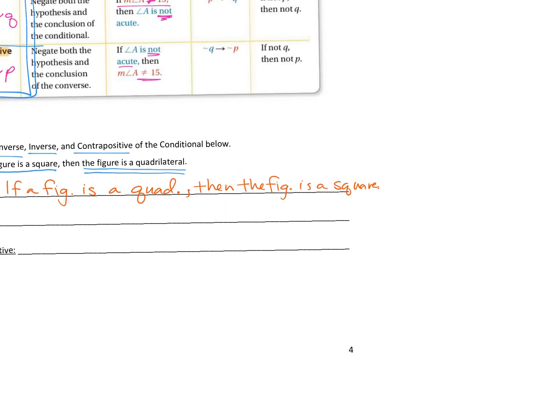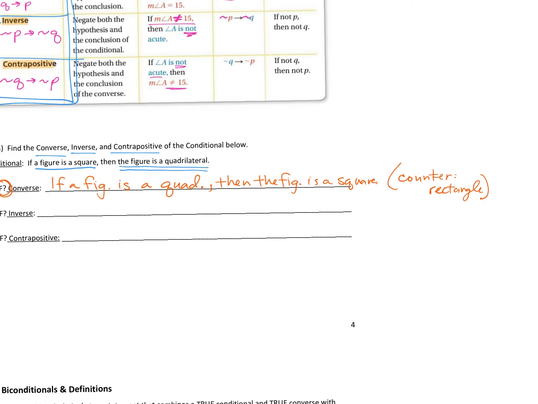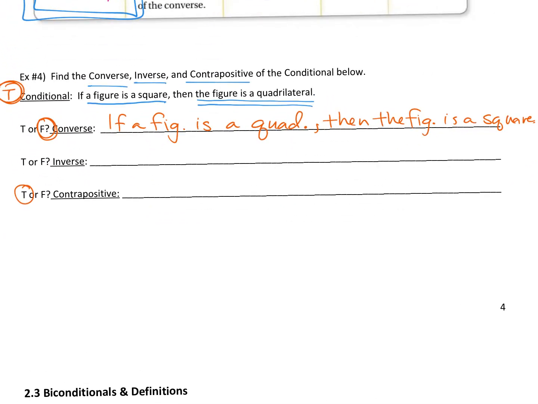So a counterexample, I'll just write that here in case you want to refer back. A counterexample would be a rectangle or a kite or any 4-sided figure that isn't a square. Sorry, that still looks like an S. It's an R. Okay, so that's the converse. Now, we just said the converse is false. The conditional and the contrapositive are true. What's the inverse's truth value? False. It's going to be false.